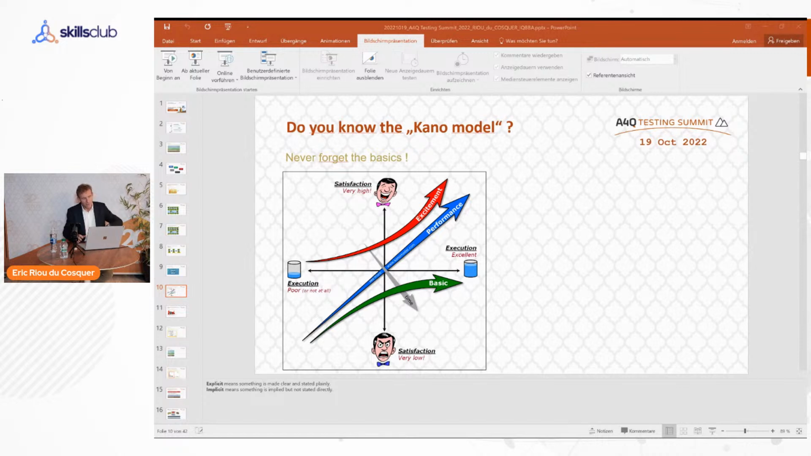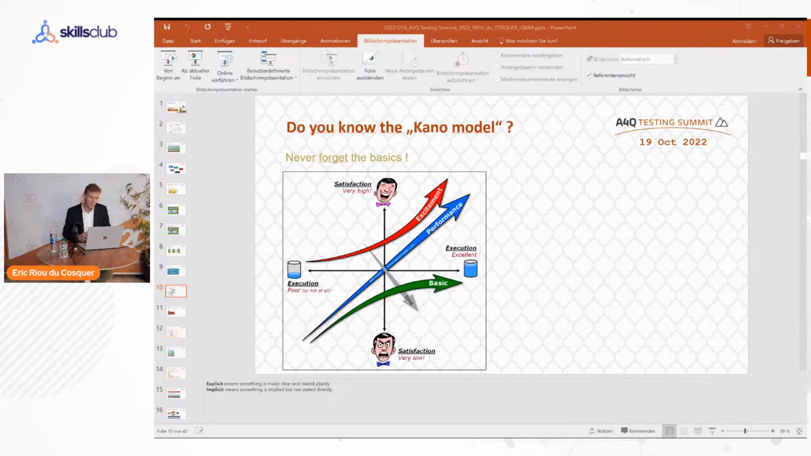If you have a look on the left, you will see that if the basic factors are not correctly implemented, the customer will be extremely unhappy. You will make him very, very angry. But the tricky thing is that if it's perfectly implemented, you will be on the right with an excellent level of quality, a very good implementation, but it's not going to make the customer happy. It's normal, it's basic, it works well, it's normal.